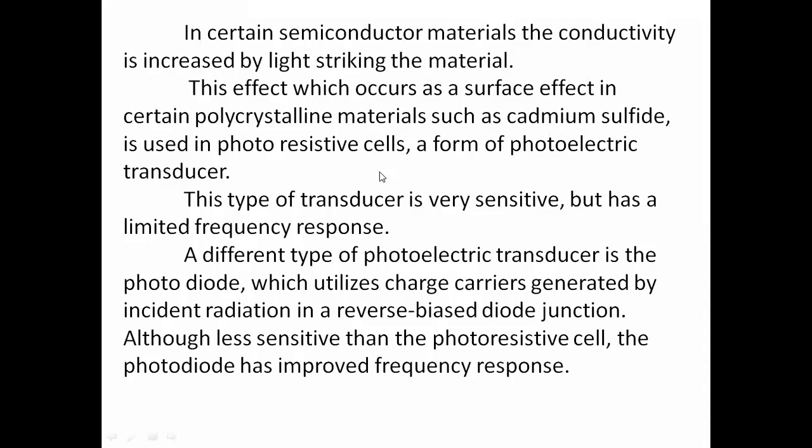In some cases, whenever light falls on certain materials, their conductivity will change, and that is sensitive for certain frequencies. Here we have a photoresistor cell. When light falls on a material like cadmium sulfide, its resistance will change.